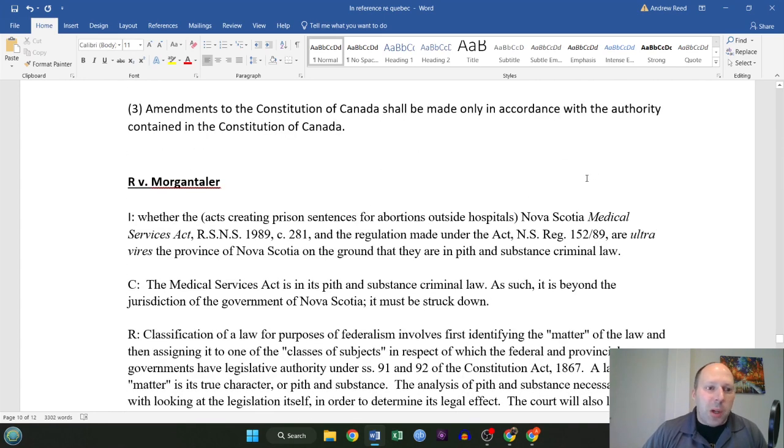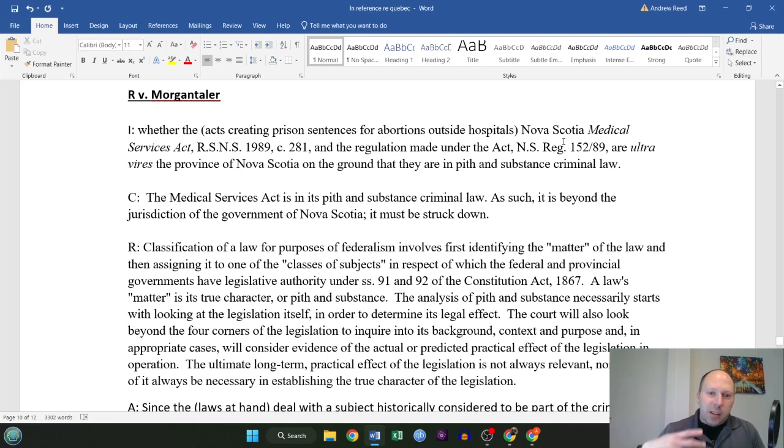Next, moving into my case briefs of R. v. Morgentaler, the abortion case. In this case, the main issue was whether the acts creating prison sentences for abortions outside hospitals were ultra vires, on the ground that they are in pith and substance criminal law. And the conclusion they came to is that, yes, these acts were in their pith and substance criminal law, and as such, beyond the jurisdiction of a province, in this case Nova Scotia, and had to be struck down.